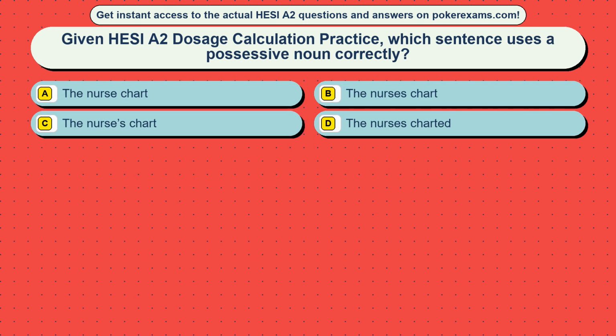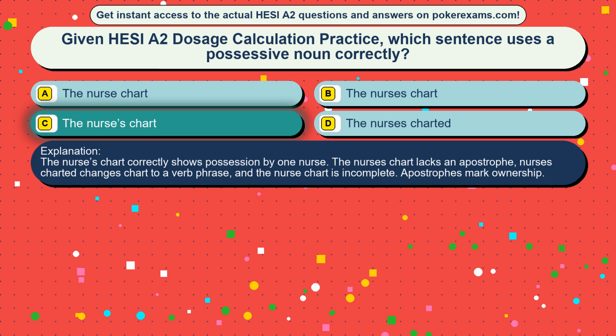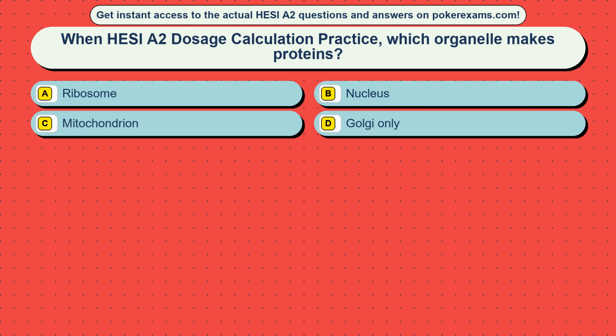Question 28. Given HESI a 2-dosage calculation practice, which sentence uses a possessive noun correctly? Option A, the nurse chart. Option B, the nurses chart. Option C, the nurse's chart. Option D, the nurse's charted. The correct answer is option C, the nurse's chart. The nurse's chart correctly shows possession by one nurse. The nurses chart lacks an apostrophe. Nurse's charted changes chart to a verb phrase, and the nurse chart is incomplete. Apostrophes mark ownership.